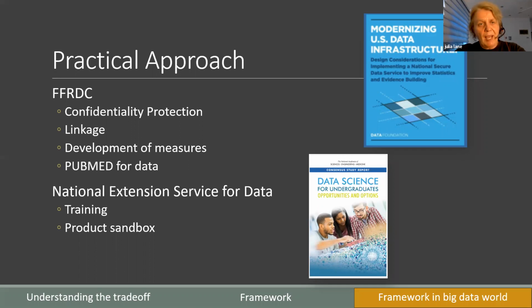So I think what's happening from a practical point of view is there is a lot of discussion about how to improve the way in which we provide access and use of data while at the same time minimizing risk. So in a really important new report that came out from the Data Foundation, they talk about a federally funded research data center that could build on best practices for confidentiality protection, improve linkages, provide access, develop measures, and produce, if you like, a PubMed for data, and then combine that with training.